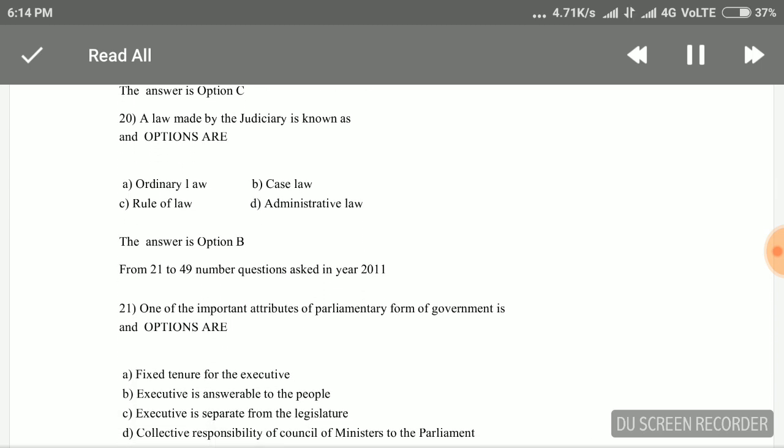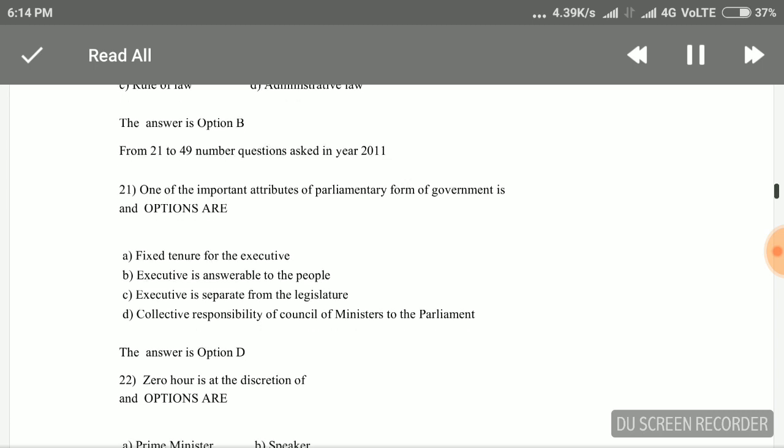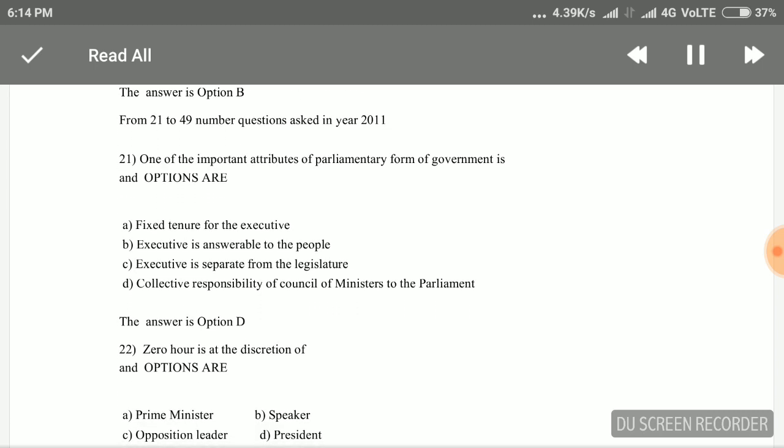21. One of the important attributes of parliamentary form of government is. And options are A. Fixed tenure for the executive, B. Executive is answerable to the people, C. Executive is separate from the legislature, D. Collective responsibility of Council of Ministers to the Parliament. The answer is option D.